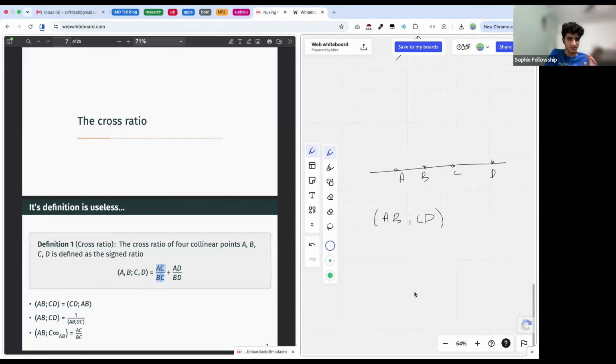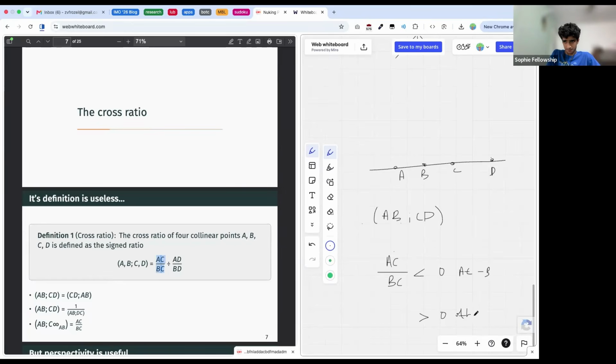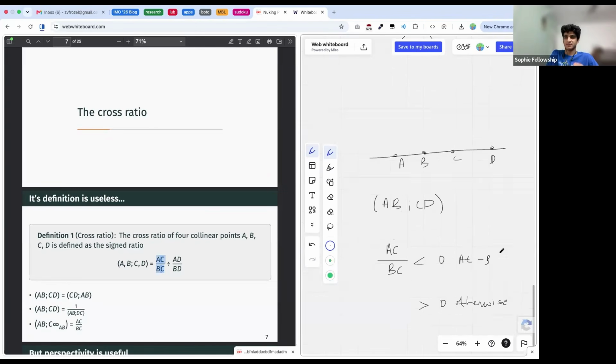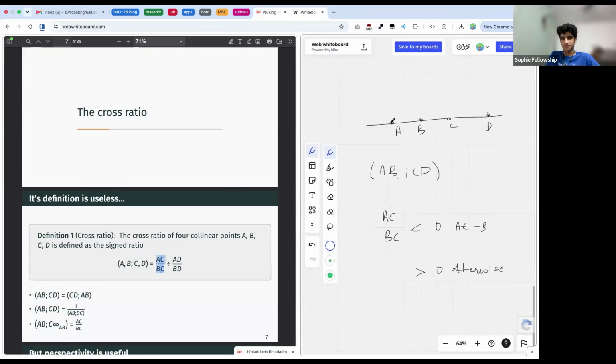Okay, let me start with a minor note about signed ratios. The ratio AC by BC is negative if C lies between A and B. Like, okay, how do I say this? If A, C, B are collinear in this order, it's negative, and it's greater than 0 otherwise. So we stick to the sign convention, and we have the following definition of cross ratio.